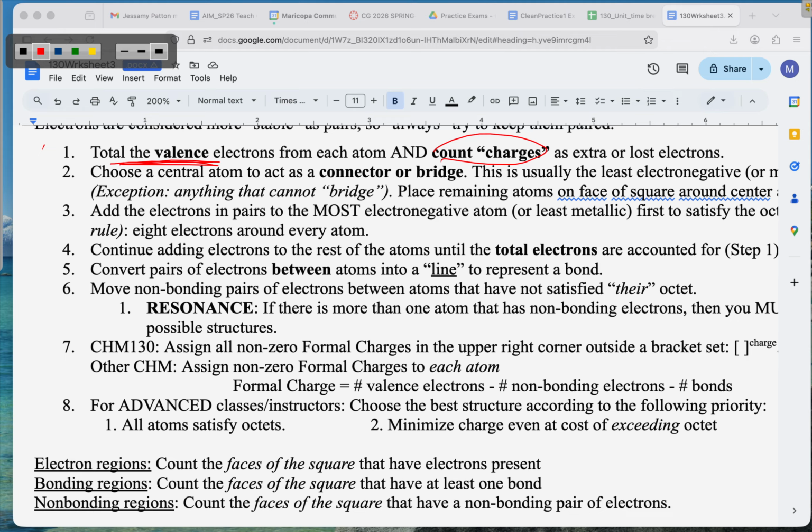So you want to add your electrons in pairs to the most electronegative atom. Electronegativity is a big thing. You need to manipulate that.